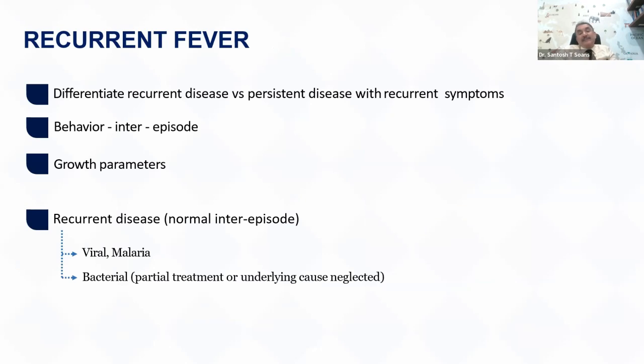Again, if it is persistent fever, his weight and growth parameters will decline. He'll lose weight and become malnourished. With recurrent fever, like a common viral infection which they get in school, their weight and all that will be normal. So it's very important, for every child who comes with recurrent or persistent fever, you need to monitor the growth or plot the growth curve to see that. Recurrent disease with normal interfebrile periods, like for example malaria or viral, you can get with that.